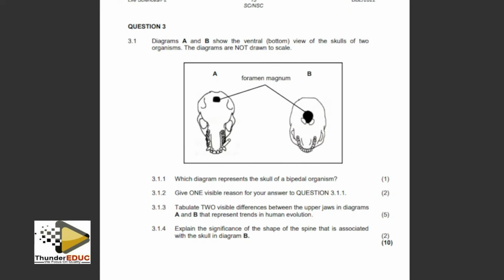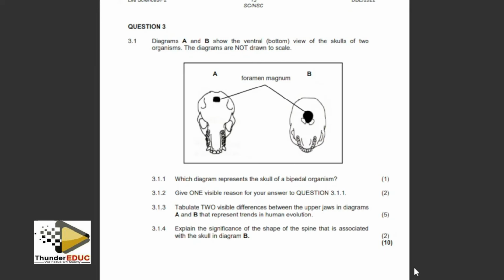Now look at this. Position of foramen magnum. They're saying, which diagram represents a skull? There is a difference between a skull and a cranium. A skull is everything which encloses the head. But a cranium is only the part which encloses the brain. Only the part which encloses the brain is what you call cranium. I think I'm clear there.